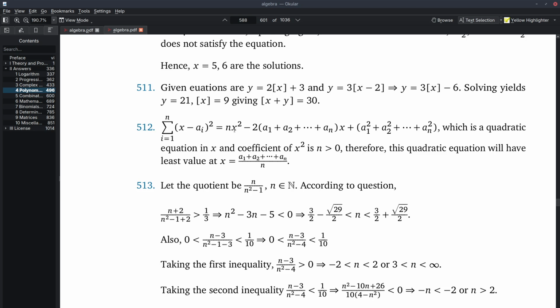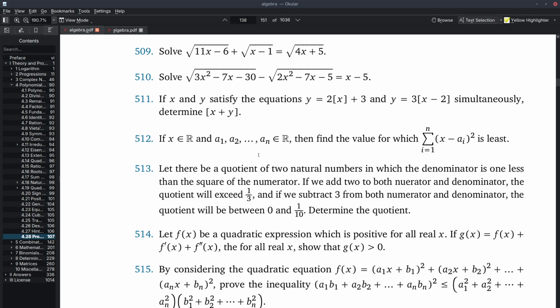You differentiate this, you get 2nx minus 2 into (a1 plus a2 through an). Then you equate dy by dx equal to 0, you get x equal to (a1 plus a2 through an) by n. And if you differentiate it once more, you get 2n, which is greater than 0. And therefore, this will be the minimum value.